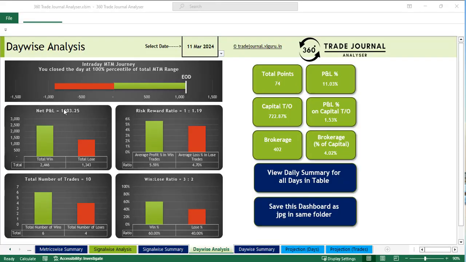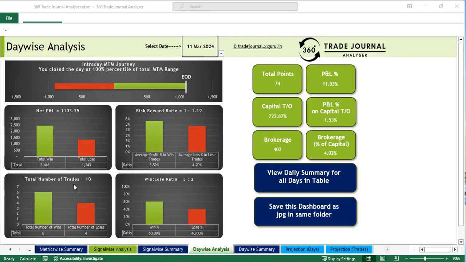And we have net P&L for the day here, like total of all wins and total of all losses, as well as your number of trades. Like, you have taken 10 trades and your number of wins was 6 and number of losses was 4, right? And you have a risk reward ratio, like how it was during the day. So you lose 4.70% on average and you win 5.59% on average, and your win ratio is 60 to 40, right?